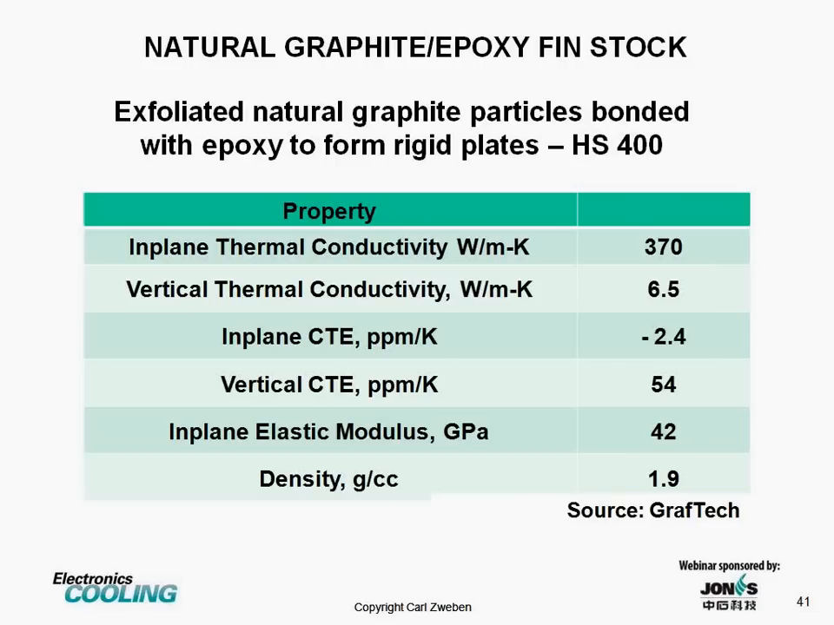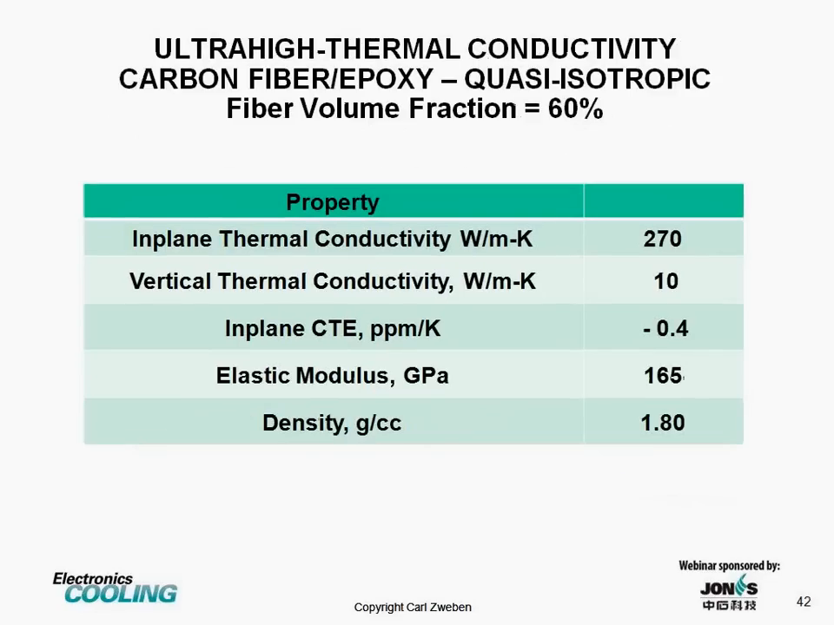This is a material called HS400 made by Graphite. In-plane thermal conductivity is close to that of copper. The vertical thermal conductivity, through thickness, is lower. Negative in-plane CTE. Elastic modulus, that's not too shabby. It's about half that of aluminum, and a low density. And we'll see that this material can be used for heat sinks, for plate fin heat sinks.